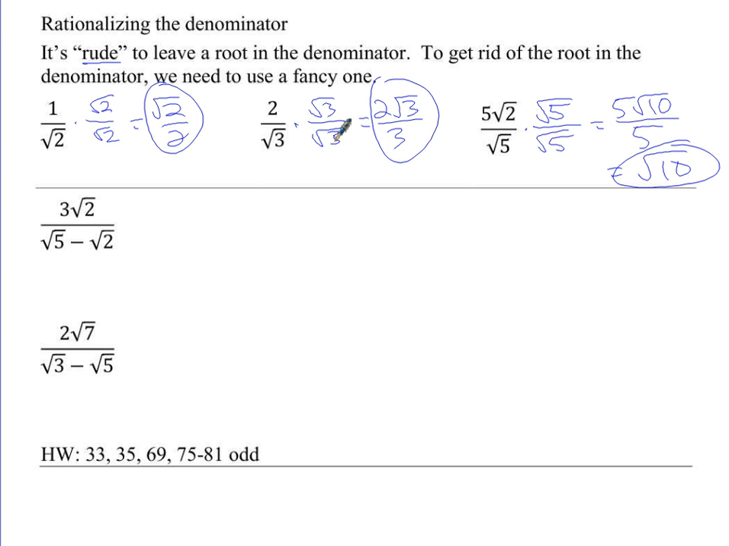Now, on these two problems, we have to try to think about what an appropriate fancy 1 is going to be. It's still going to be a fancy 1. We cannot subtract those. Those are not like roots. They have the same index, but not the same number inside. So we're going to have to multiply by a fancy 1.